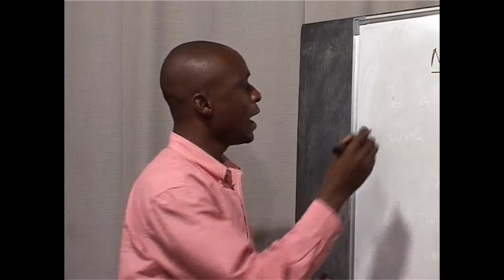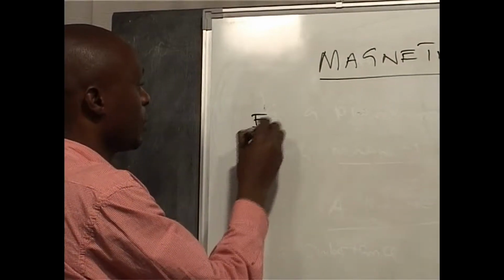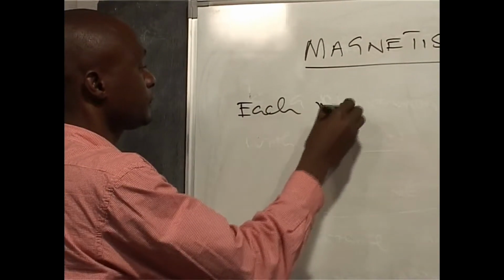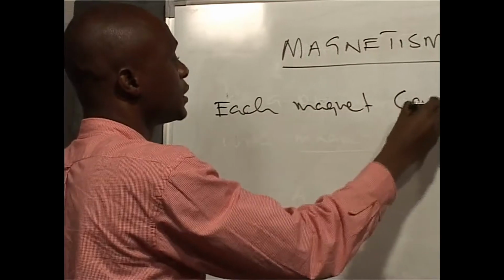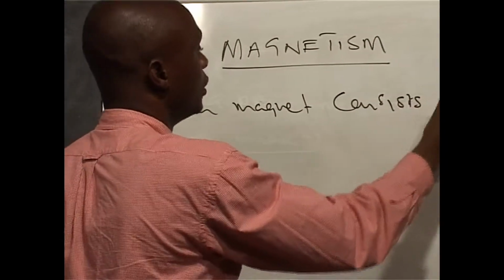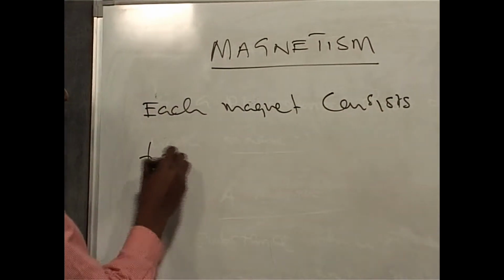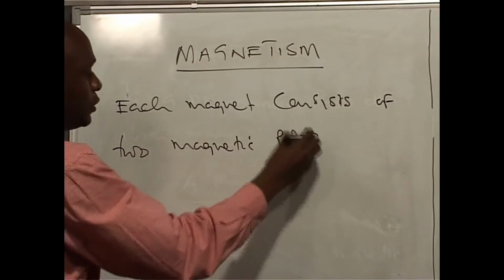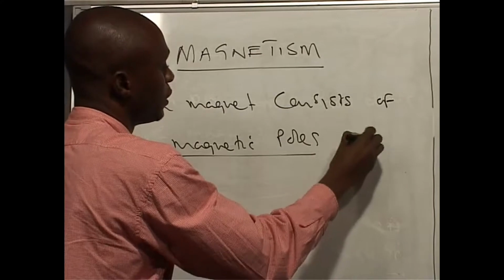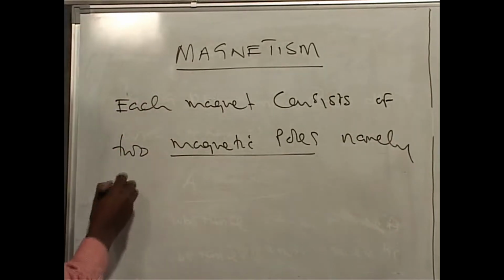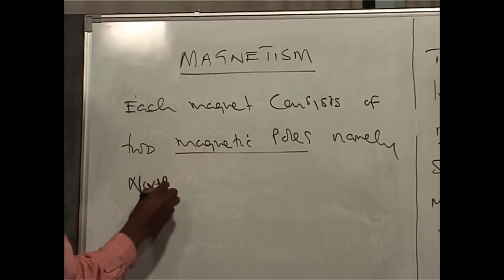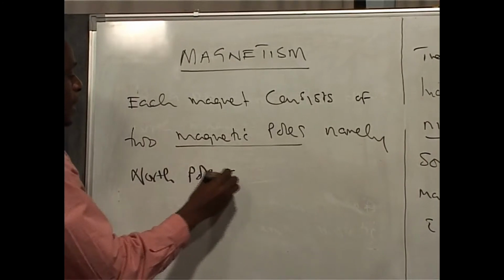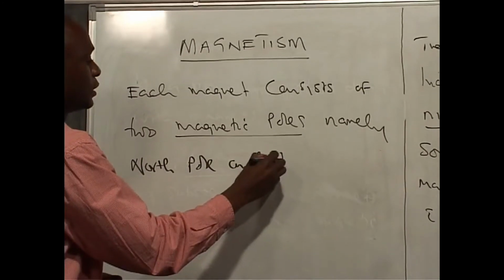So we are saying every magnet, or each magnet, consists of two magnetic poles, namely the North Pole and the South Pole.